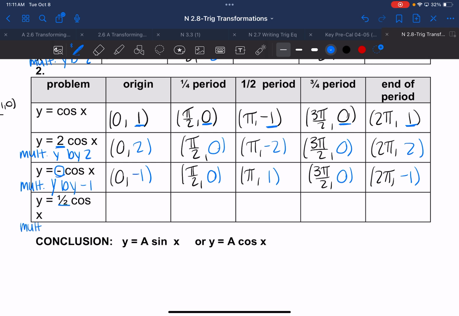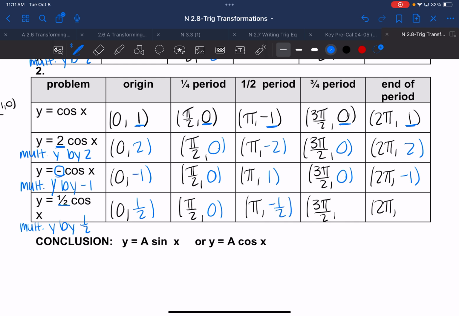Good. So multiply y by 1/2. None of my x's are going to change. Still 0, pi halves, pi, 3 pi halves, and 2 pi. Now we just multiply those y values. Well, 1 times 1/2 would be 1/2, 0 times 1/2 is 0, -1 times 1/2 is -1/2, 0 times 1/2 is 0, and 1 times 1/2 is 1/2. Perfect.